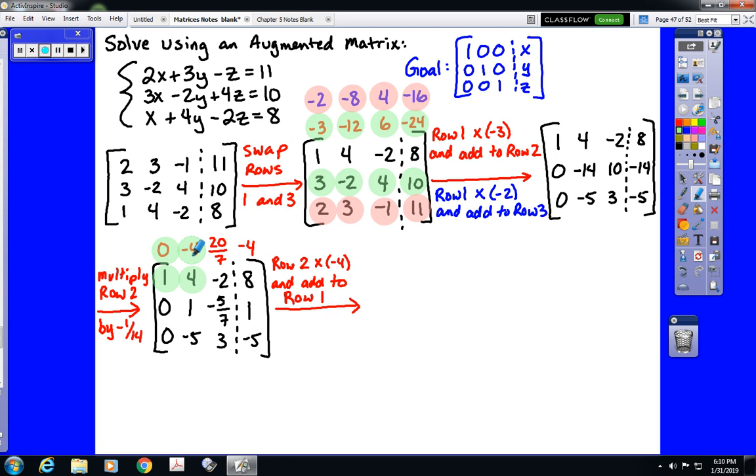So I'm going to add those together. And at the same time, I'm going to do row 2 times +5 and add to row 3, which would be 0, 5, -25 over 7, and 5. And then I'm going to add those numbers to the third row.